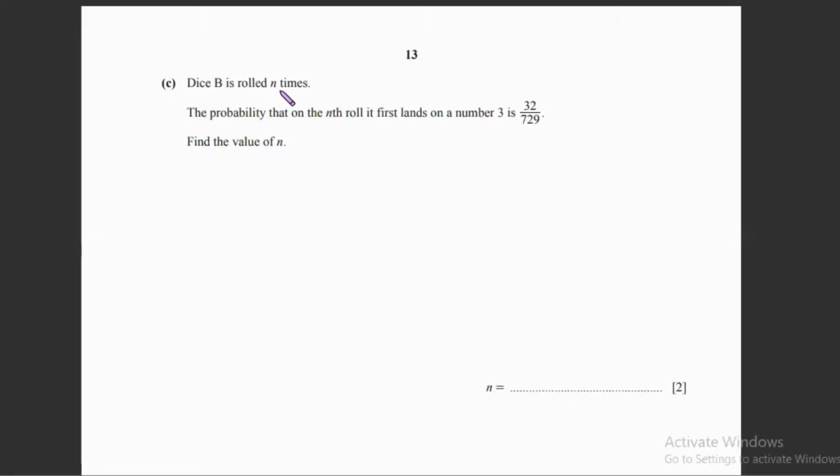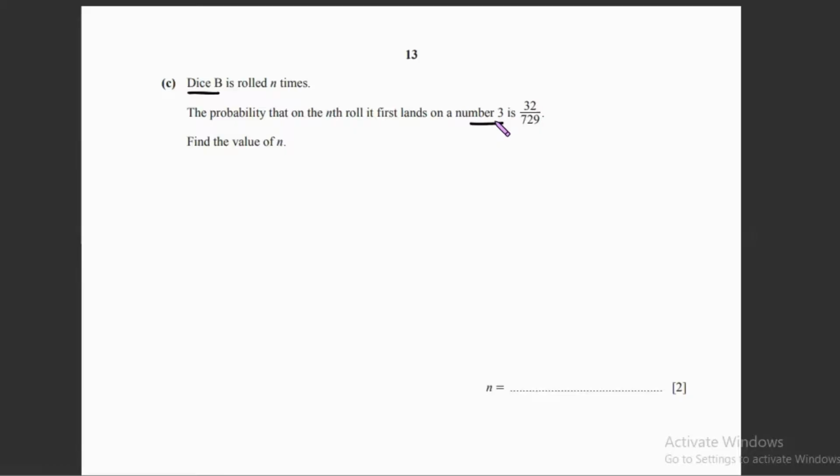Dice B is rolled n times. The probability that on the nth roll it first lands on a 3 is 32 over 729. We need to find what this n is. That means this n is going to be the number of times this dice has been rolled. To find this, on the nth roll we get 3. This is relating to dice B. So the probability, based on the outcomes that we had for dice B, which were 2, 3, 3, 4, 4, 4.